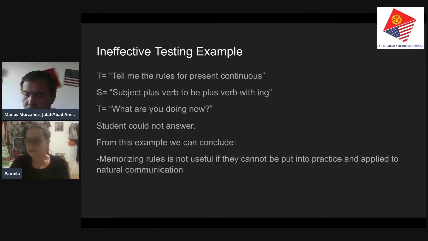So yeah, this is exactly what I was talking about here. Tell me the rules for present continuous. Okay, subject plus verb plus to be plus ing. And then the teacher says, what are you doing now? The student can't say, I am taking a test. I am talking to you. I am sitting in a chair. I am studying at my school, right? So memorizing rules is not useful if they cannot be put into practice and applied to natural communication.